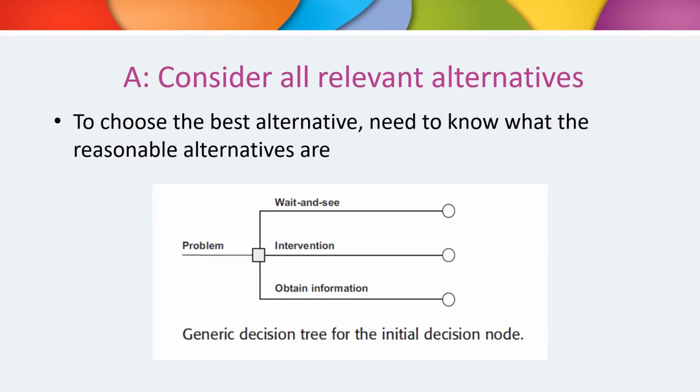To choose the best course of action, you need to know what your alternatives are. A list of potential alternatives can be obtained from websites, textbooks, literature searches, and discussions with colleagues. Potential alternatives can be illustrated using a decision tree. In this example, there are 3 generic alternatives as courses of action. The first is to wait and see, the second is to apply the intervention, and the third is to obtain more information. A square node at the left side of the tree is a decision node.